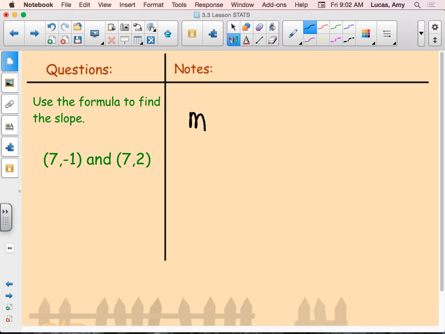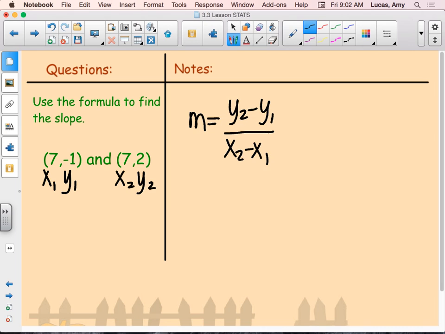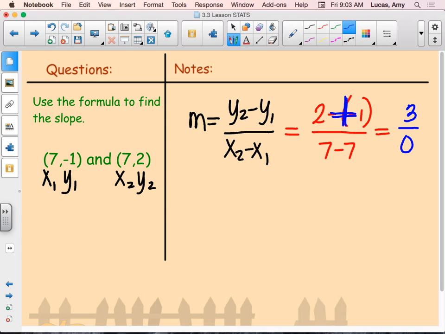This next one, slope formula again. Label x1, y1, x2, y2. Okay. If I plug these in, 2 minus -1, 7 minus 7. 2 minus -1 is a chunky plus. So 2 plus 1 is 3. 7 minus 7 is 0. This slope is undefined. You cannot divide something by nothing.